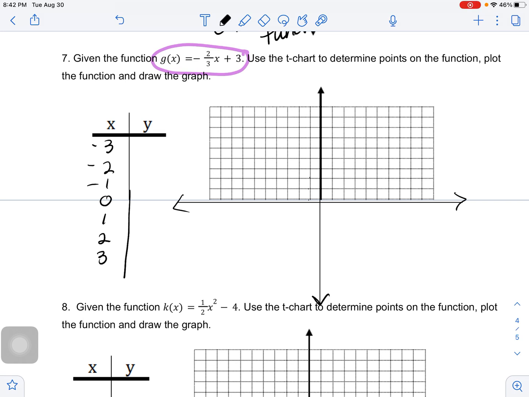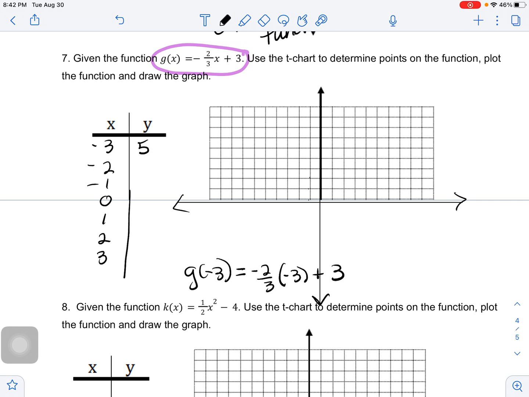All right, so if I plug in F, oh, it's G again. G of -3. That means I'm going to come over here to the function, -2/3 times -3 plus 3. Again, having a calculator will be very helpful to you. So that's going to give me 6/3 is 2 plus 3 is 5.